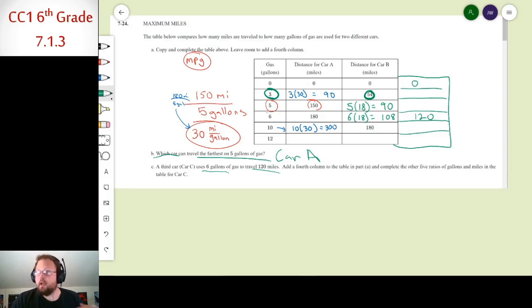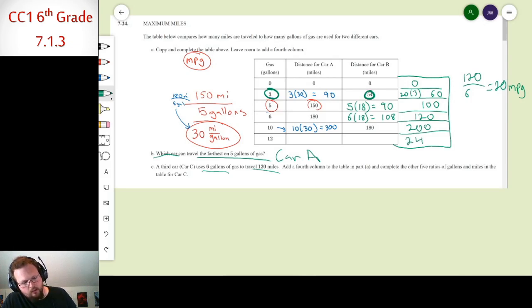Okay. You should have been able to take 120 divided by 6, and you get a total of 20 miles per gallon. And then you follow the same process. 20 times 3, or 3 gallons times 20 miles per gallon, is 60 miles. For 5, it's 100. For 10, it is 200. And then for 12, it is 240. And again, this is car C, and it is an answer in miles.